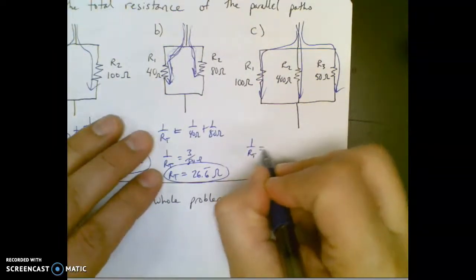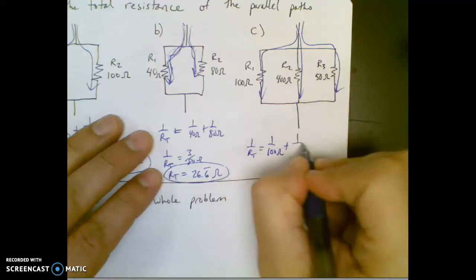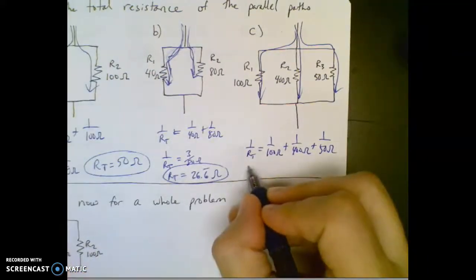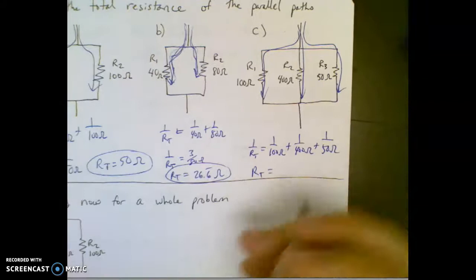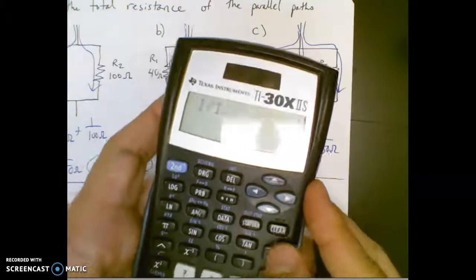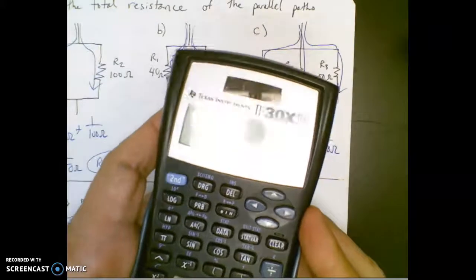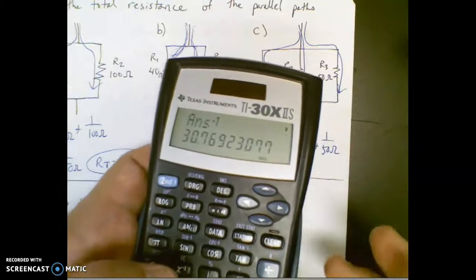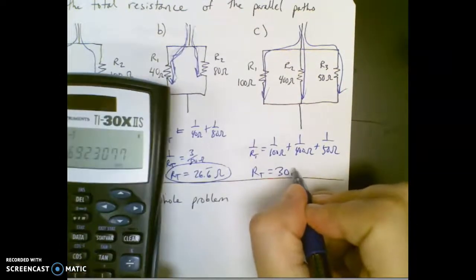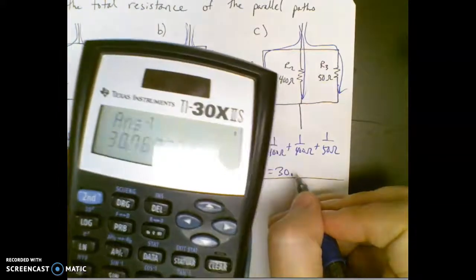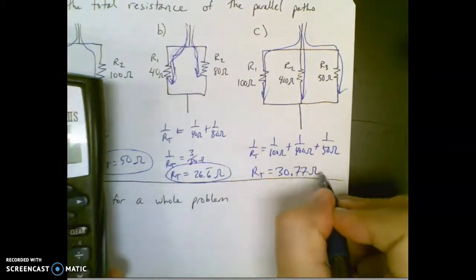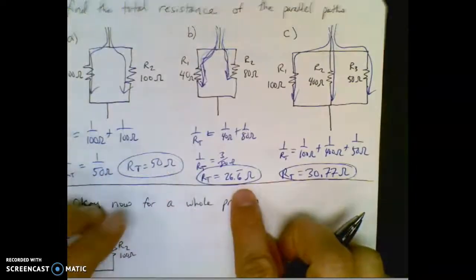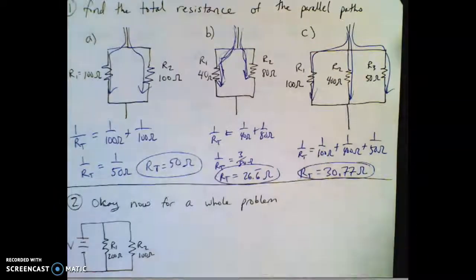So I'm going to write this 1 over 100 plus 1 over 400 ohms plus 1 over 50 ohms. Okay, and I'm just going to do it all at once without that middle step. 1 over 100 plus 1 over 400 plus 1 over 50, and then inverse it. Boom. And you get 30.77 ohms. Now I kept all these answers because they're between 1 and 999. Sometimes you might have to move the decimal place over.